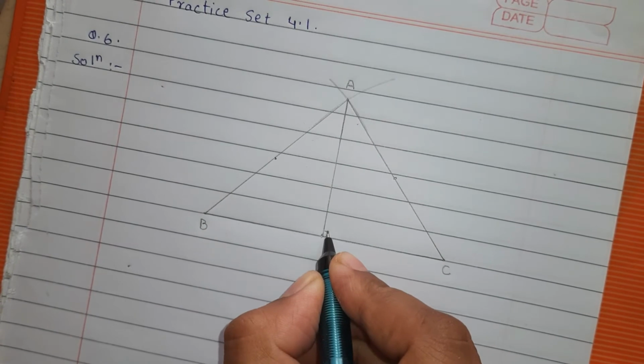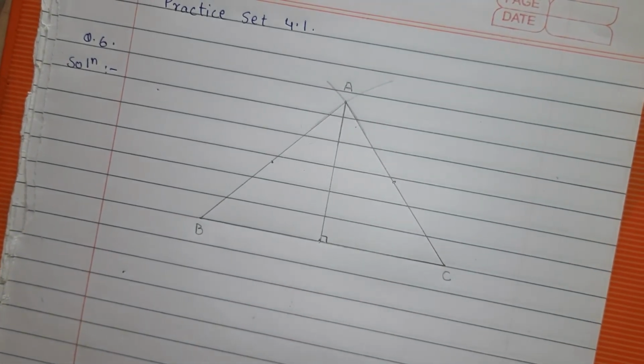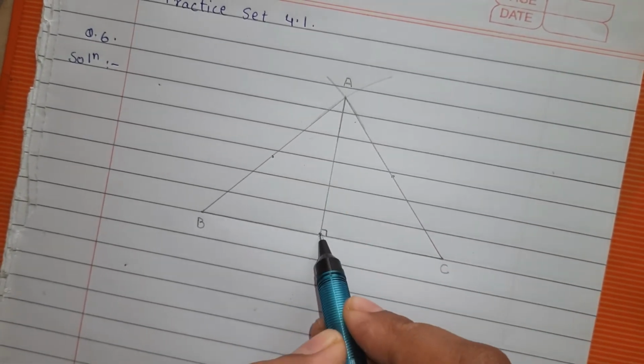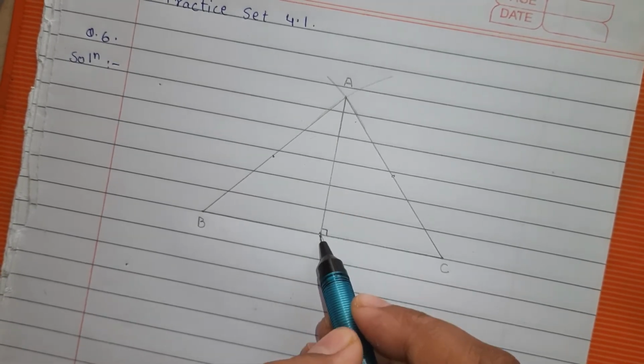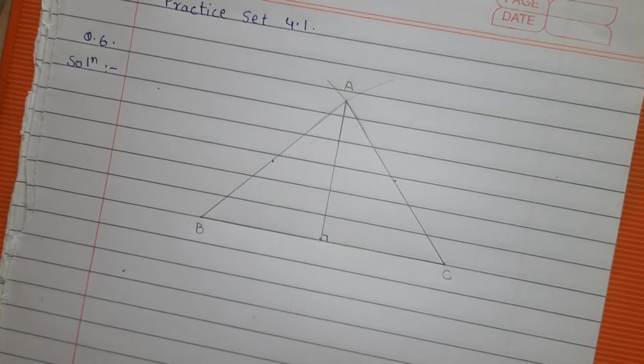So this is the altitude and you can observe that altitude is also median, because this same segment has also joined A with the midpoint. So this is your altitude and this is also your median. Now we will draw the altitude for AC.